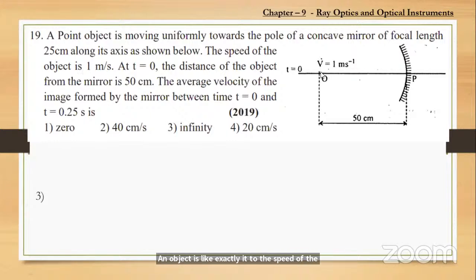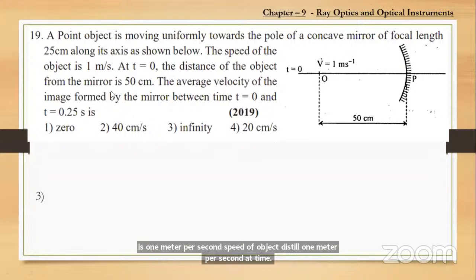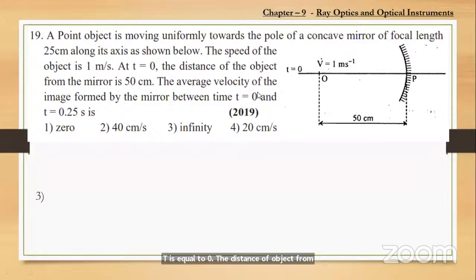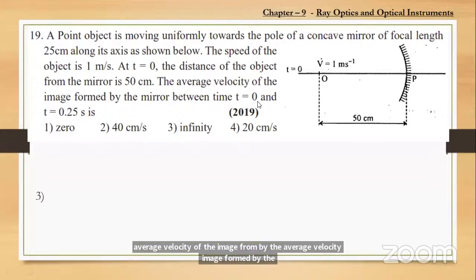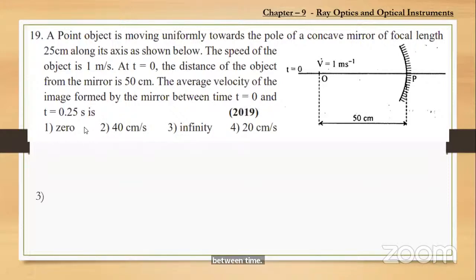Speed of the object is 1 meter per second. At time t equal to 0, the distance of the object from the mirror is 50 centimeter. The average velocity of the image formed by the mirror between time t equal to 0 and time t equal to 0.25 seconds. At t equal to 0, the object is at the starting position, right here.